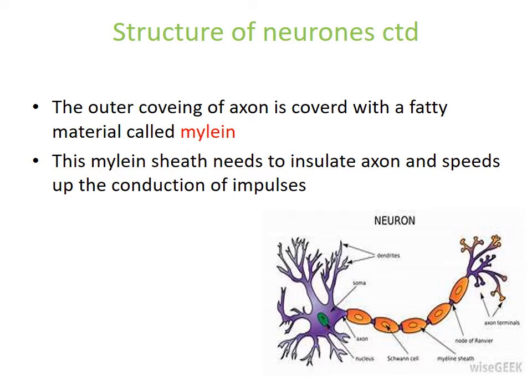And also in the neuron, the axon has an outer covering or sheath made of a fatty material called myelin. This myelin sheath insulates the axon, preventing short circuits with other axons. And also it speeds up the conduction of the impulses.